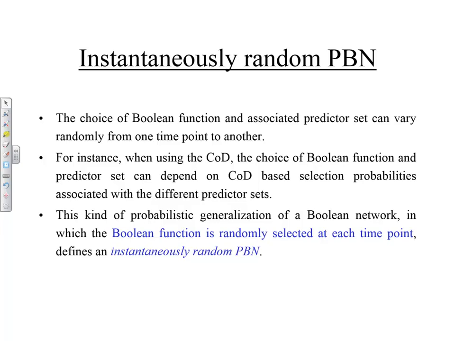As I said, for instance, when using the COD, the choice of the Boolean function and predictor set can depend on the COD-based selection probabilities associated with the different predictor sets. This kind of probabilistic generalization of a Boolean network, in which the Boolean function is randomly selected at each time point, with predictors selected with certain probability for predictor sets for each of the genes, is called an instantaneously random PBN.